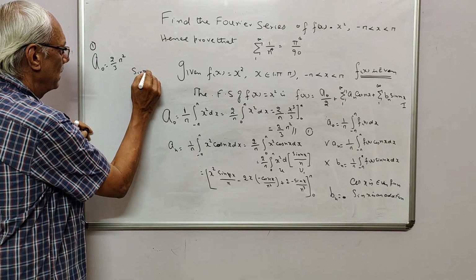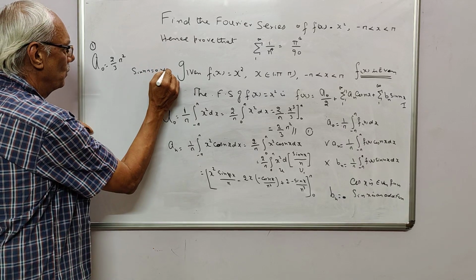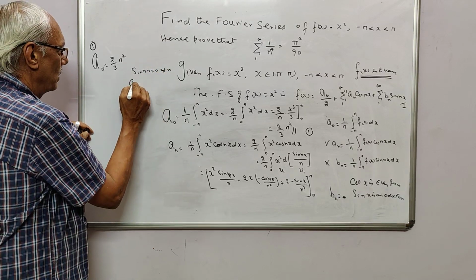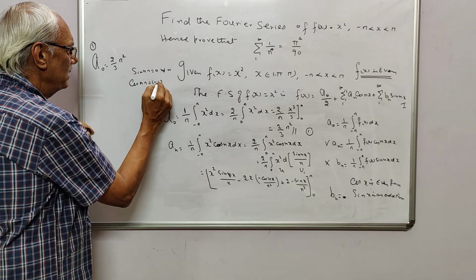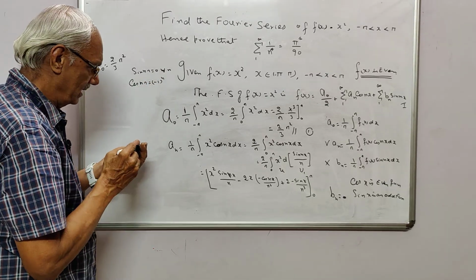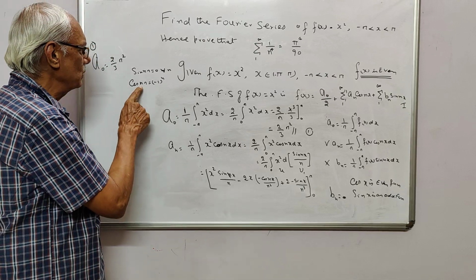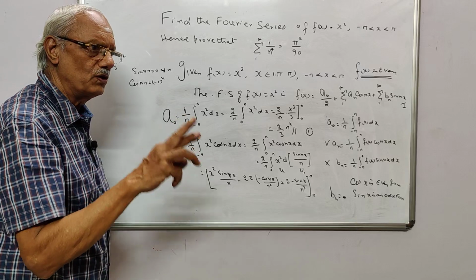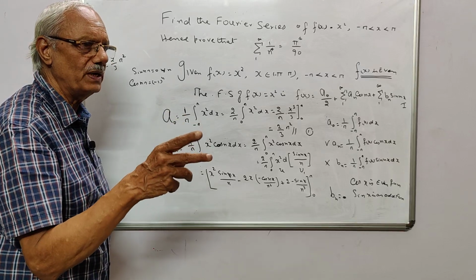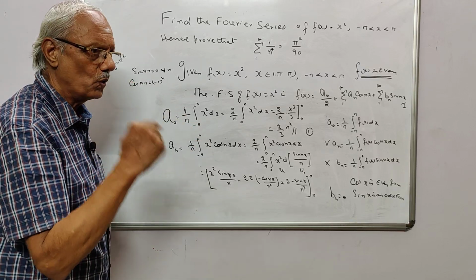Sin n pi is equal to 0 for all n. Cos n pi is equal to (-1) to the power of n. That means when you put n is equal to 1, cos pi is minus 1. When you put n is equal to 2, it is cos 2 pi, it is (-1) whole squared, it is 1.